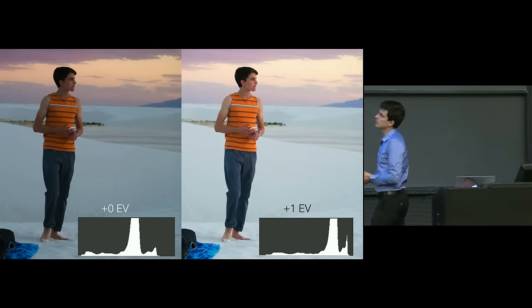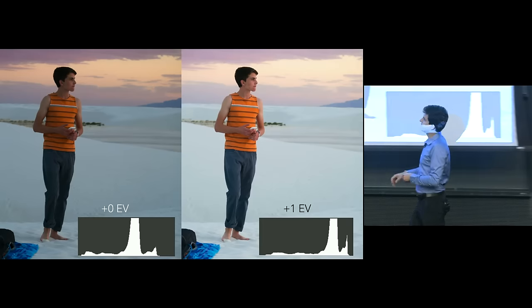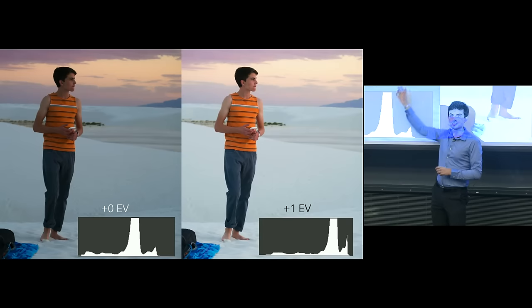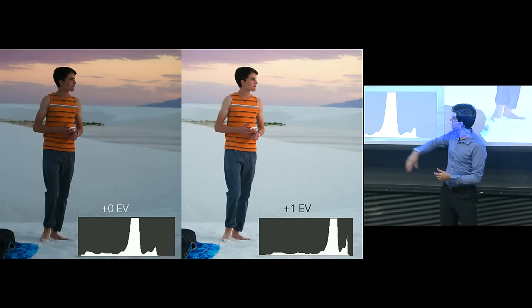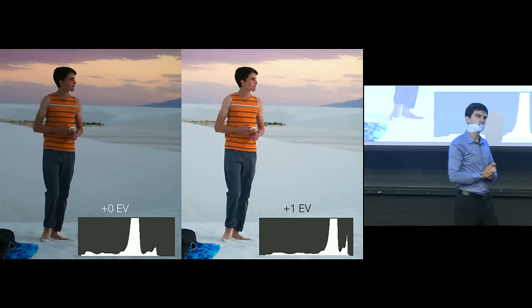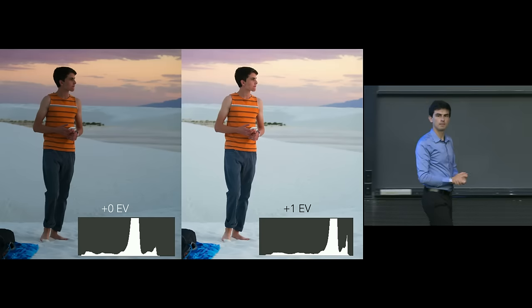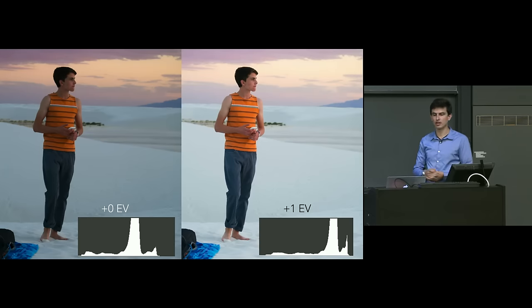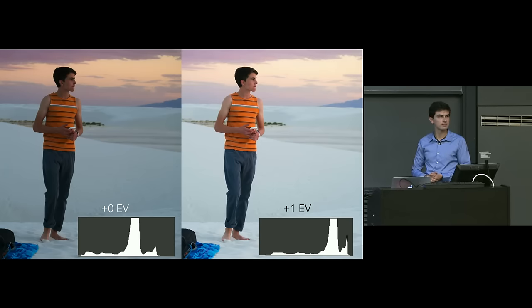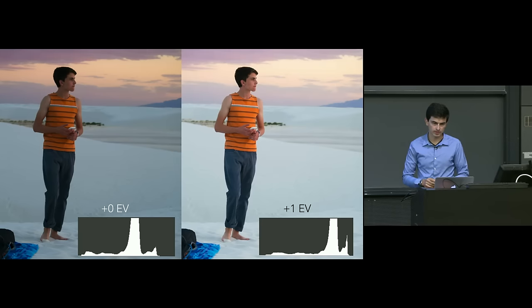Now, arguably, we could even say that knowing the context of this image, which is a lot of white sand, looking at the major spikes here, we could see that, okay, maybe it's in fact a little bit too dark. But again, we wouldn't be able to look only at that histogram and say, oh yeah, for sure, this is underexposed, without knowing that context.